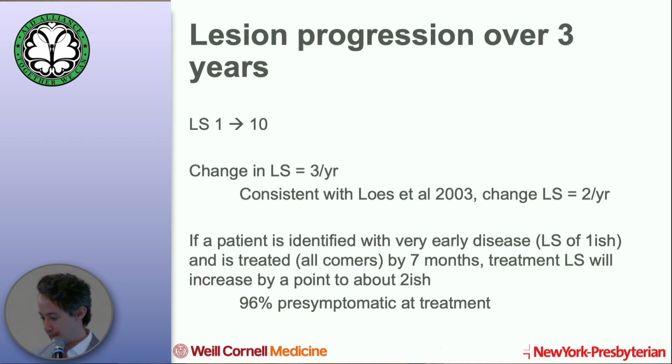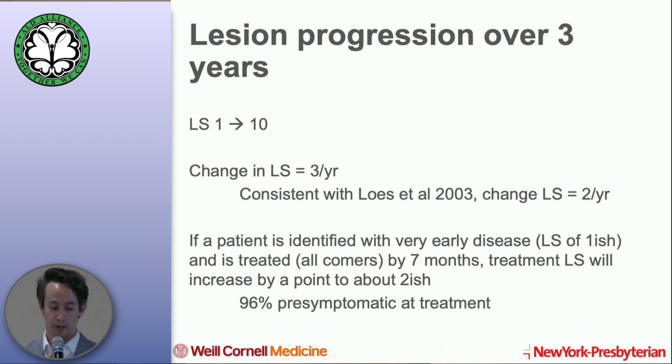Dan Les and Ali Fatimi in that group created a regression model back in 2003 looking at how lesions change over time using the LES score. And for callosal lesions, the average is about a change of LES score of 2 per year. So this sort of tracks. And so this is where I wanted to couch this statement. If a patient is identified with very early disease, a LES score of 1-ish, and you treat them within the first year, but preferably within the first 4 to 7 months, you can expect that your LES score is going to bump maybe 1 or 2 points by treatment, but you should be well within untreated lesion progression over 3 years.